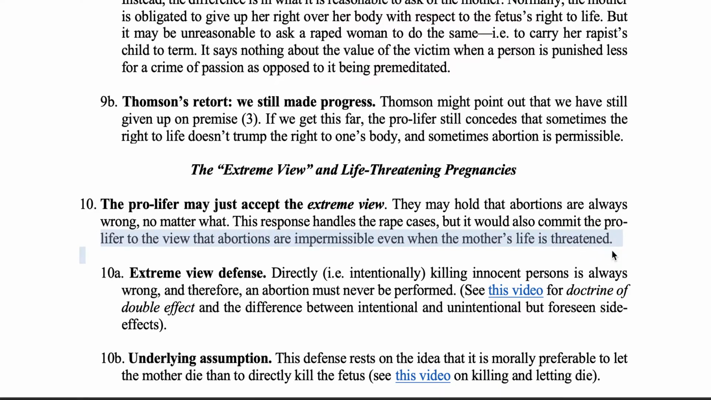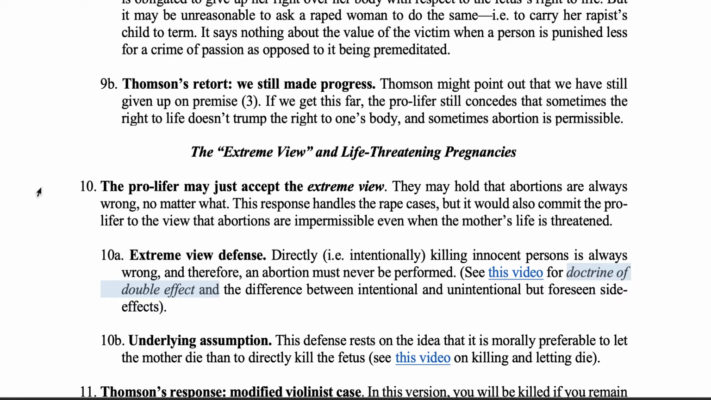But it commits the pro-lifer to the view that abortions are impermissible even when the mother's life is threatened. That's the problem. So the extreme view defense: directly killing an innocent person is always wrong, and therefore abortions can never be performed, right? That's the extreme view defense. Now, the defense rests on the idea that it's morally preferable to let the mother die than to directly kill the fetus. This is called the difference between killing and letting die. It's also related to the doctrine of double effect, where what you intend matters. There's a couple videos on those if you're interested.